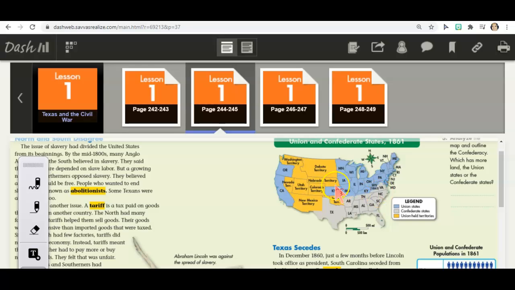So just looking at those colors, the question is which has more land, the Union states or the Confederate states. So looking at the different colors, who has more land?